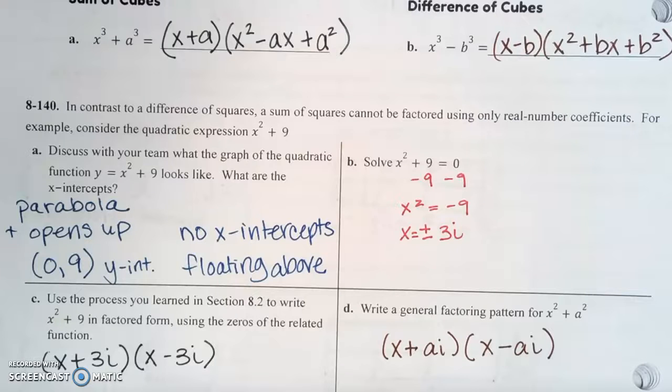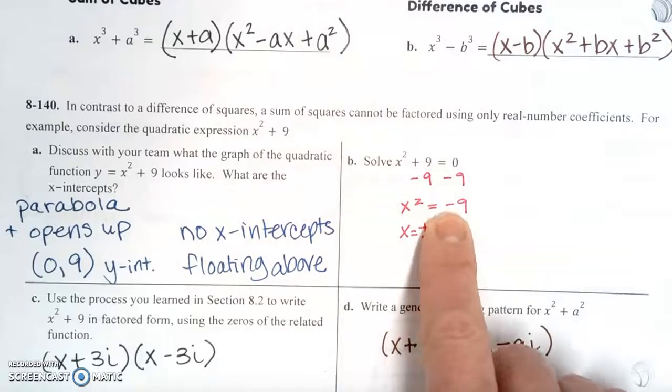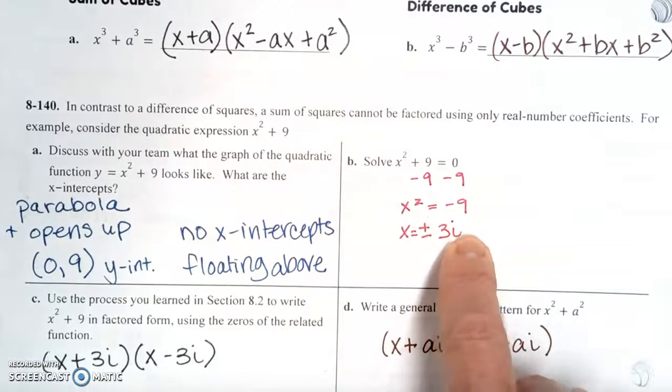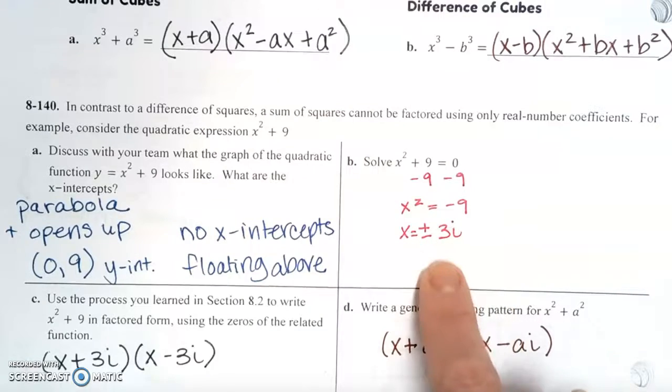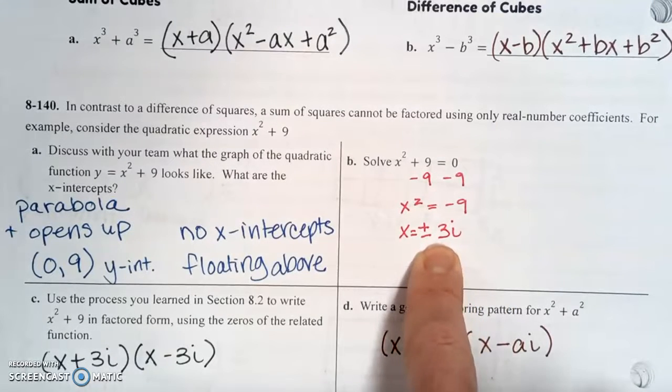So if we actually solve that quadratic by setting it equal to 0, subtract 9 from both sides, then take the square root of both sides. But if you take a square root of a negative number, you end up getting that imaginary number, right? The square root of negative 1 would be the i part, and the square root of 9 would be your plus or minus 3. Okay?